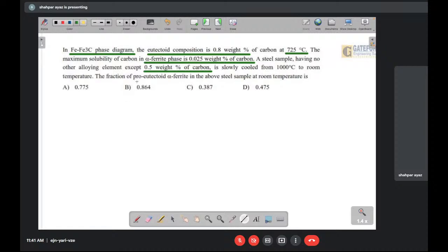The fraction of pro-eutectoid alpha in the above steel sample at room temperature. Pro-eutectoid alpha, right? So we have to find out the pro-eutectoid alpha. To solve this problem, we have to draw the iron carbon diagram, and you must have a clear understanding of the iron carbon diagram. Pro-eutectoid alpha, alpha pro.